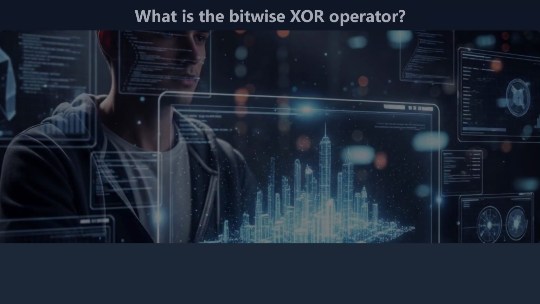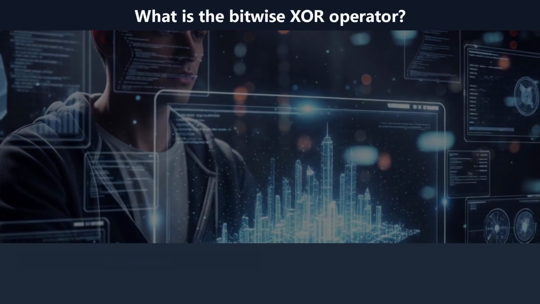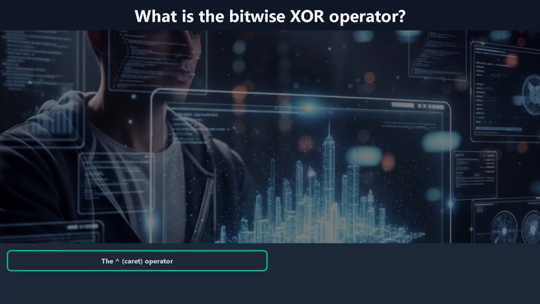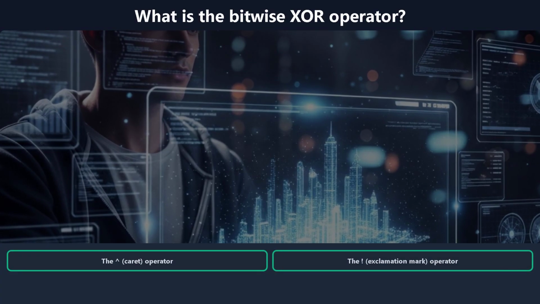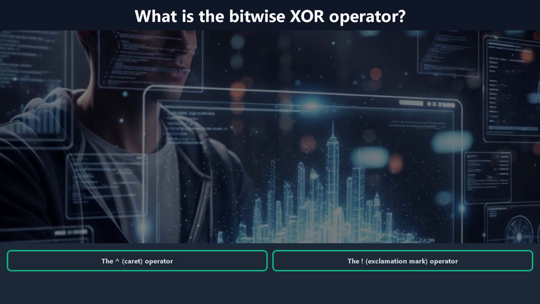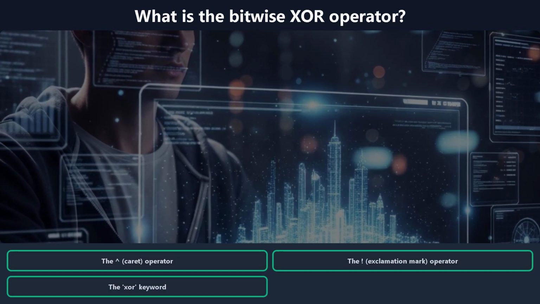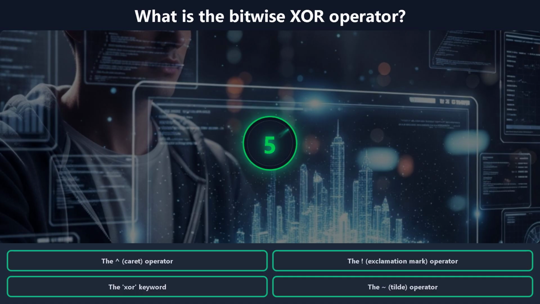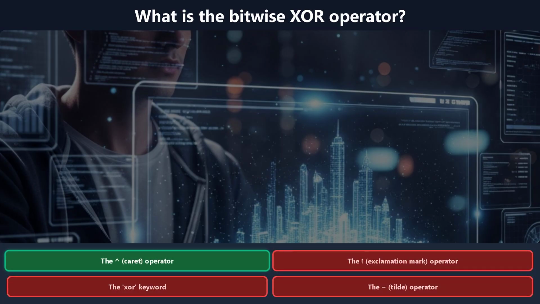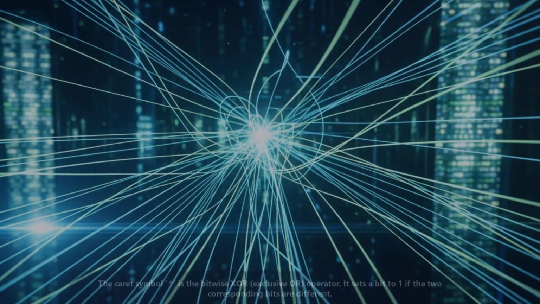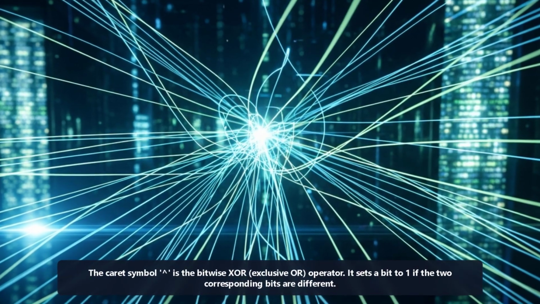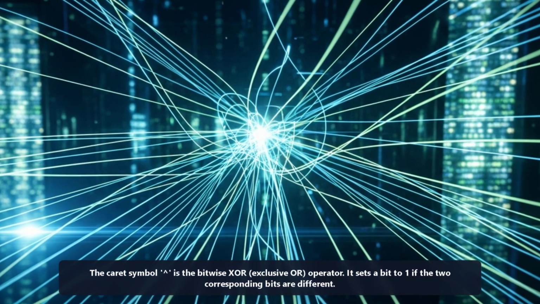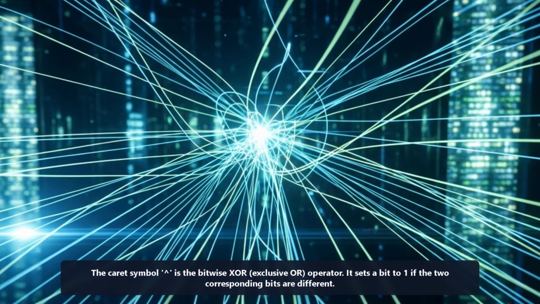What is the bitwise XOR operator? The caret operator. The exclamation mark operator. The XOR keyword. The tilde operator. The caret operator. The caret symbol is the bitwise XOR, exclusive OR, operator. It sets a bit to 1 if the two corresponding bits are different.